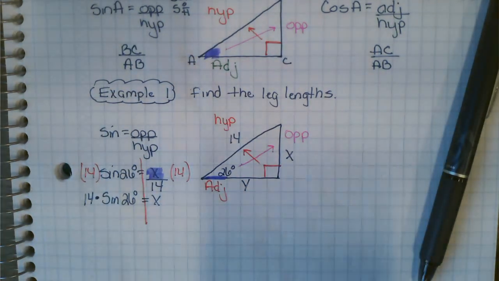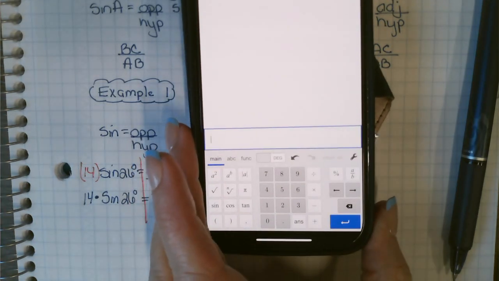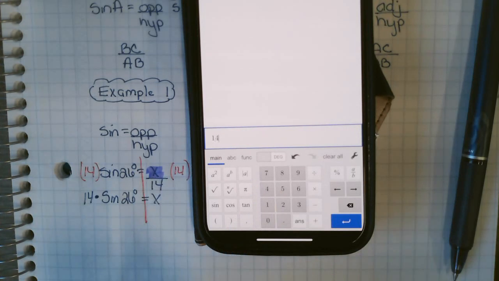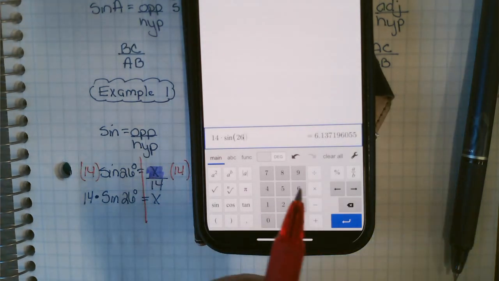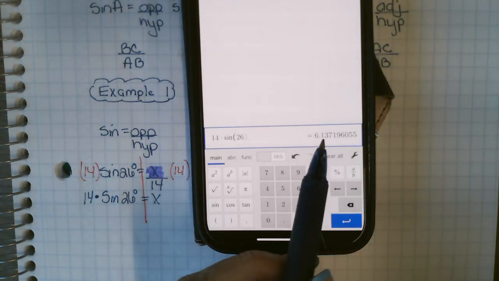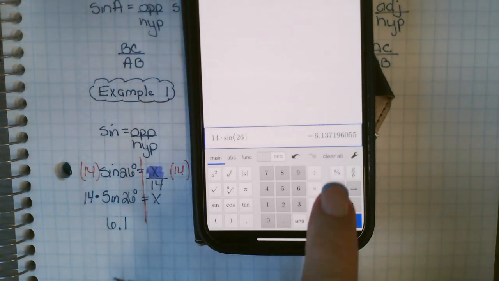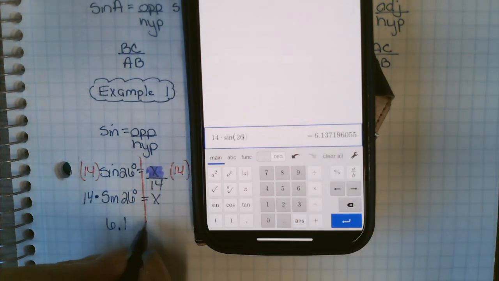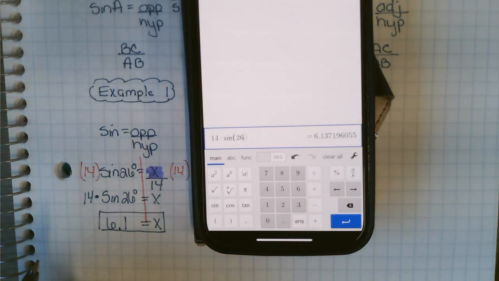I'm going to use my calculator, and again, I'm going to use my Desmos on my phone because I just like the way it does it much better. It's easier. So I'm going to put in 14, hit my times, hit sine and then 26. And that gives me 6.13. And again, I'm only going to the first decimal. So this means that I'm going to do 6.1 because the 3 is not above 5. And there is my answer for x when I'm looking at sine.